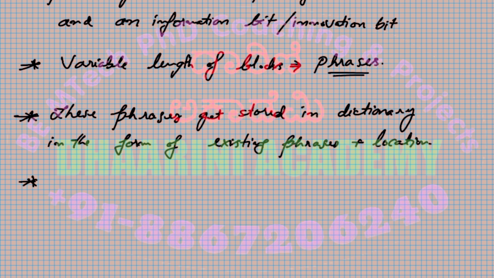While you do this encoding, we specify the location of the existing phrase in the dictionary and append the new data. The innovation bit or information bit is the additional part which you add to some data already existing in your dictionary. I keep building the dictionary as my data comes. Ultimately, that's the goal.